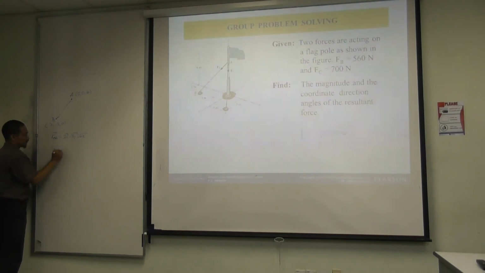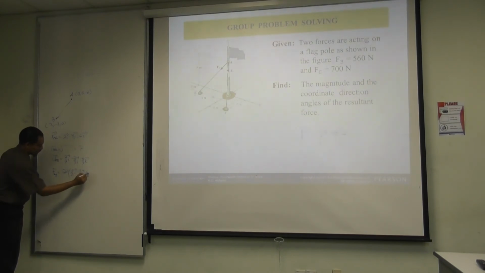RAB, you calculate, you get 7, right? That's the same number as before. UAB, of course in the exam you cannot write like this. You have to actually write properly. So you have 2 over 7i minus 3 over 7j minus 6 over 7k. So this is FAB. What is this F again? FB is 560. So you have 560 times 2 over 7i minus 3 over 7j minus 6 over 7k. You can straight away calculate.